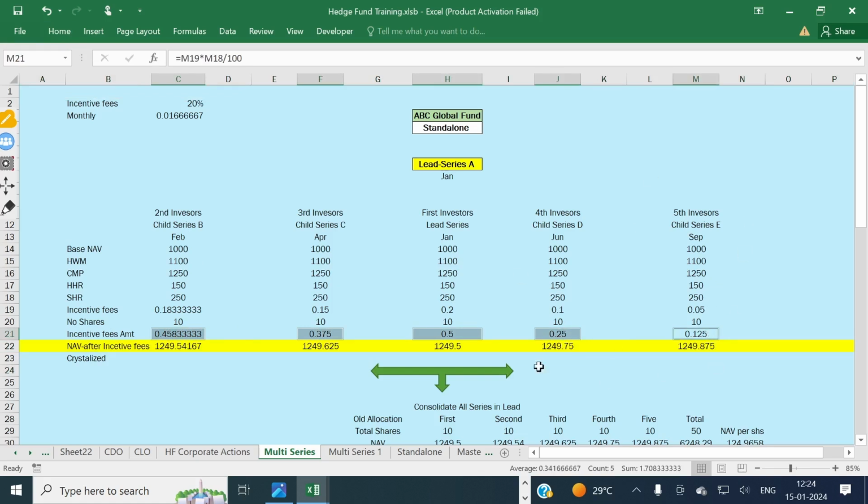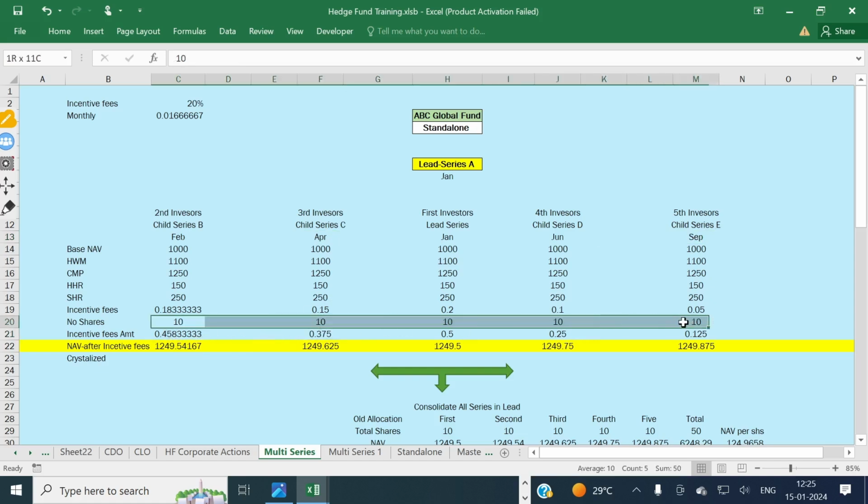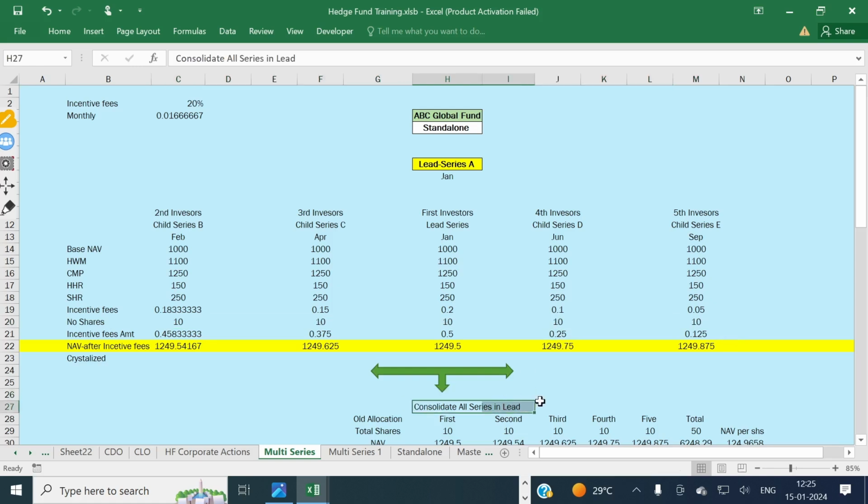We have computed it, we have calculated it, and we have different series: the months of January, February, March, April, June, September. So in almost every month we have a new series, and we have also calculated incentive fees. The number of shares is the same. But at the end of the year, we have consolidated all series into the lead series.